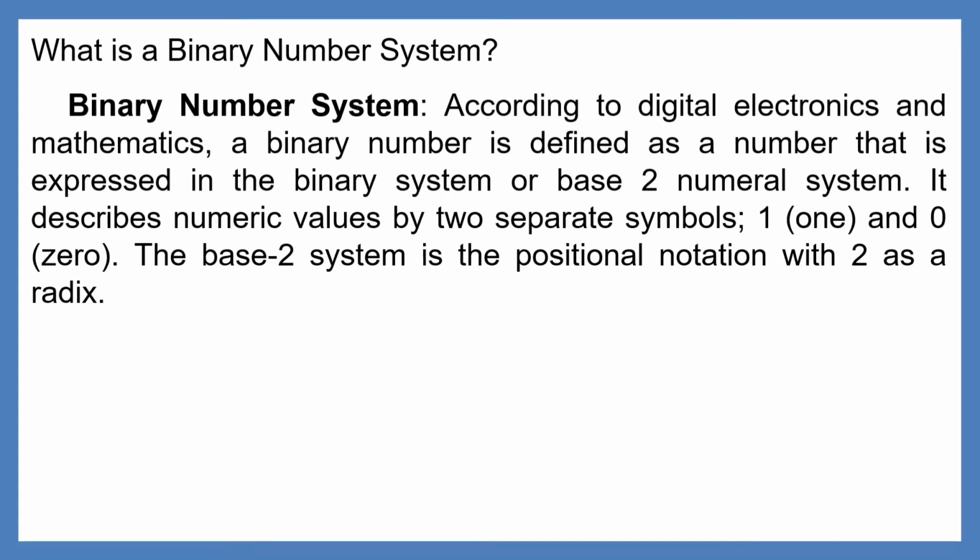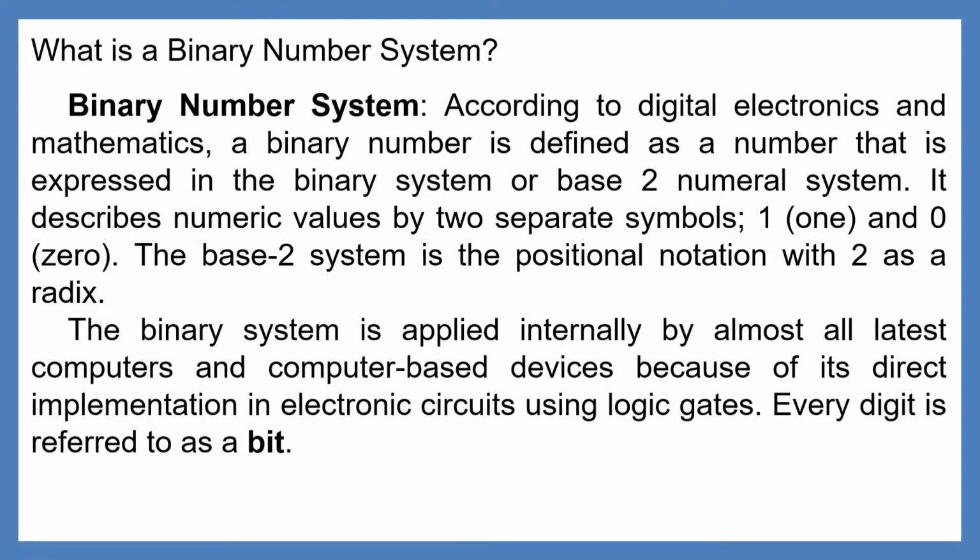So there are only two figures or bits that you can see in a binary number system, which is 1 and 0 or 0 and 1. The base 2 system is the positional notation with 2 as a radix. The binary number system is applied internally by almost all latest computers and computer-based devices because of its direct implementation in electronic circuits using logic gates.